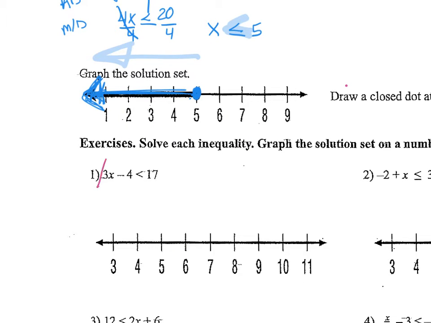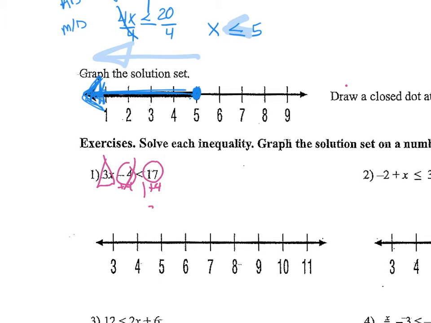Okay, so look at number 1. I've got 3x minus 4 is less than 17. Same thing. Think about solving an equation. What's our first step? We're going to add or subtract. So what can I get rid of? I can get rid of that minus 4 by adding it, doing the opposite.